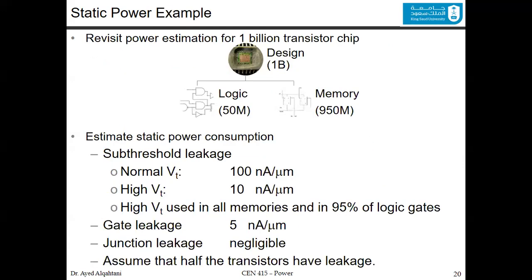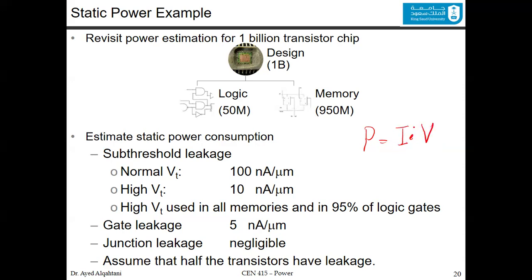So let's revisit our example, the one where we have 1 billion transistors broken down to 50 million and 950 million for the logic and the memory respectively. So we want to estimate the static power consumption. It was given to you that the subthreshold leakage, if you have a normal V threshold, is 100 nanoampere per micrometer. If you have a high V threshold, it's 10 nanoampere per micrometer. And remember that the static power consumption is the one that you already know.